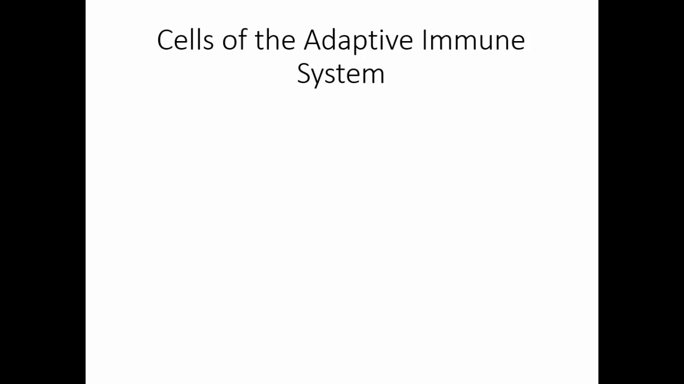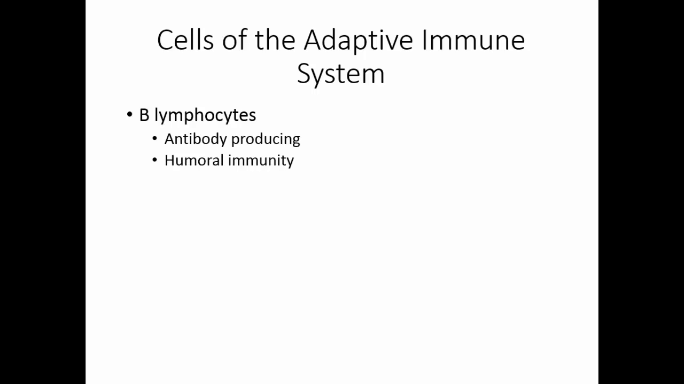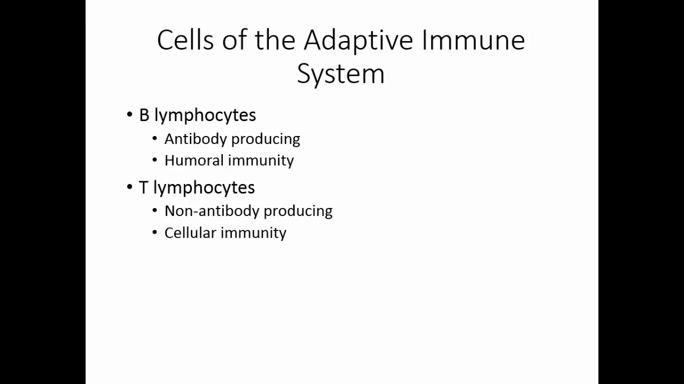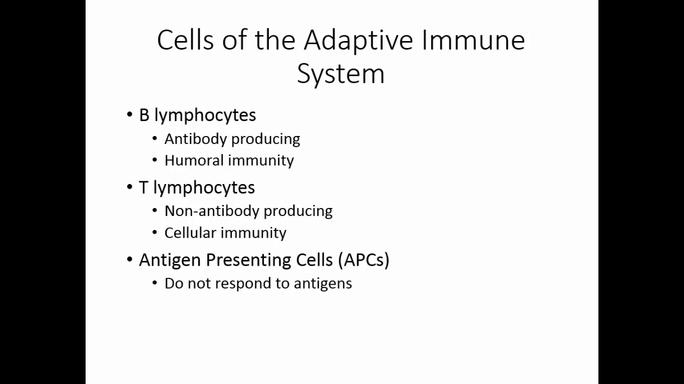The cells of the adaptive immune system are the B lymphocytes, which are the antibody-producing cells. They provide humoral immunity. The T lymphocytes, which do not produce antibodies, provide us with cellular immunity. And there are the antigen-presenting cells, or APCs. These cells do not respond to antigens, but they are involved in activating the T cells.